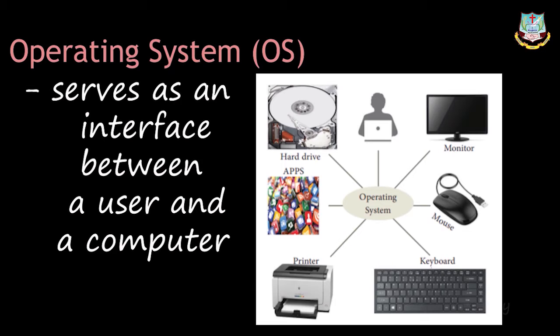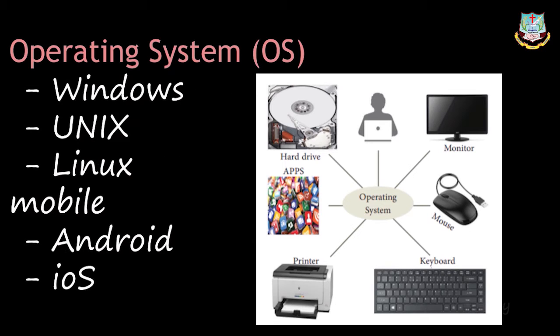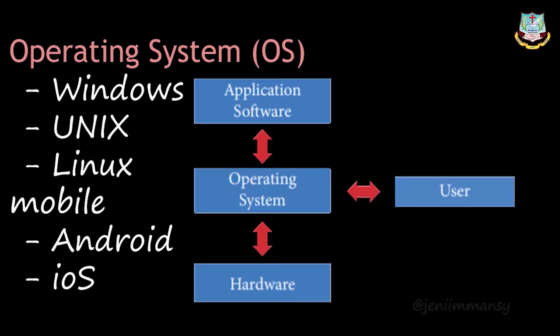Some of the popular operating systems which we use in computers or laptops are Windows. Normally we'll use Windows. Laptop means Windows, or Unix or Linux, right? And for mobile devices we'll use, as I said before, Android and iOS. That is given in your book. There is a diagram in your book on page number 42.